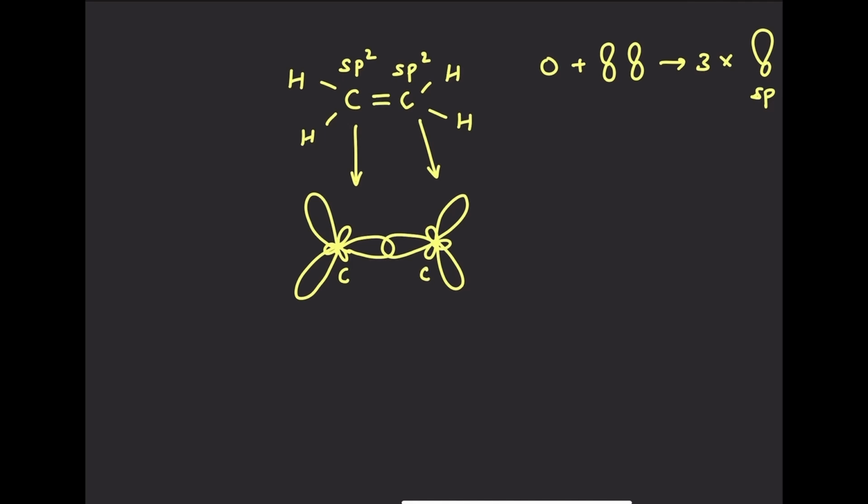Similar to just now, I am going to draw my H as well. And again, 1, 2, 3, 4, 5 head-on overlaps, which form our 5 sigma bonds. So sigma bond, sigma bond, sigma bond, sigma bond, sigma bond. But for ethene, we are going to have this pi bond here as well. In the hybridization process, we used up 2 of our p orbitals, which means we are going to have a third orbital that was unhybridized.